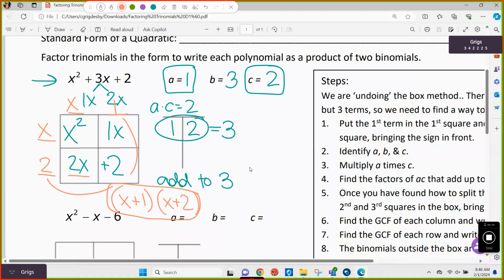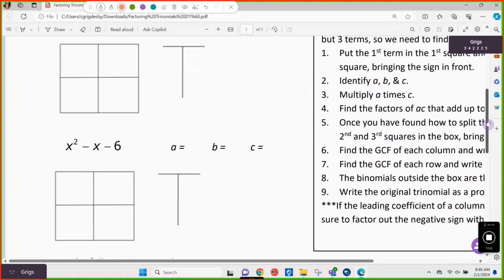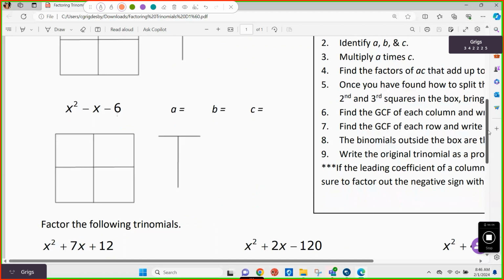Not bad. Let's scroll. What's different about this one? It only has one coefficient. True. And it also has what? Negatives. All right, so first things first, we label what? The coefficients. Okay, so A is what? 1. B is? 1. And C is? -6. Okay, it's literally on your paper.